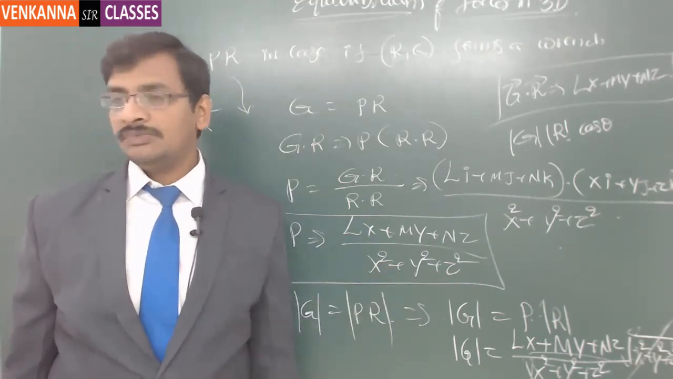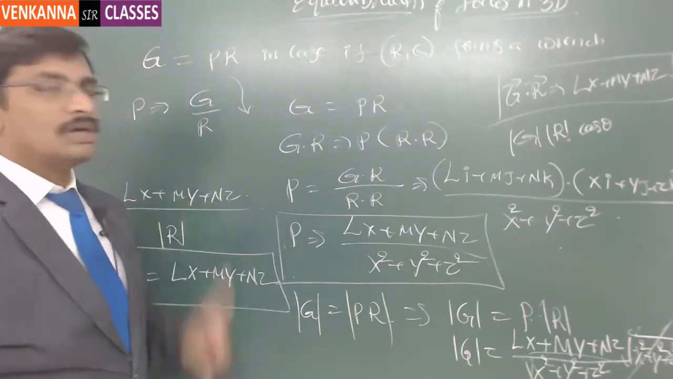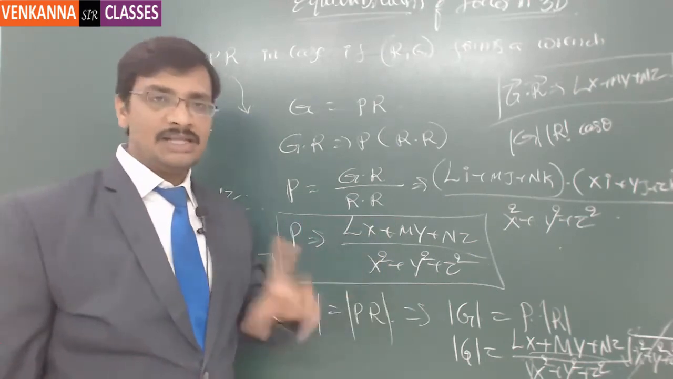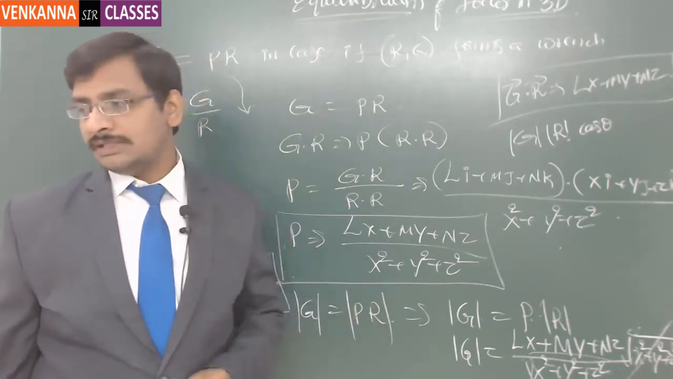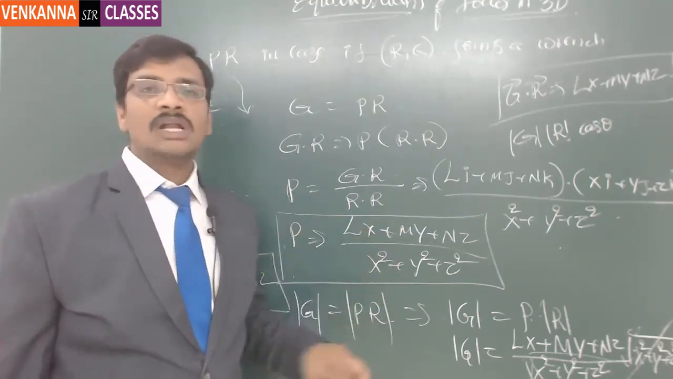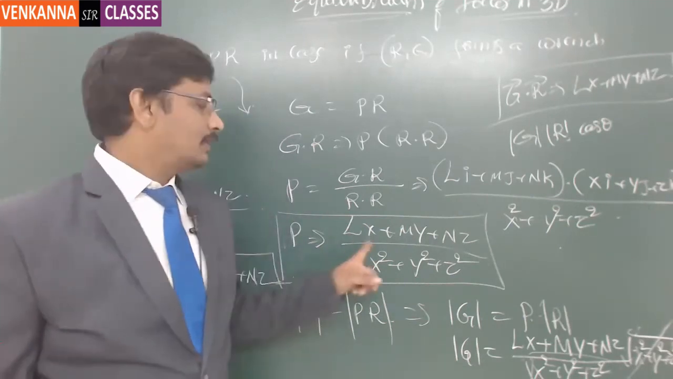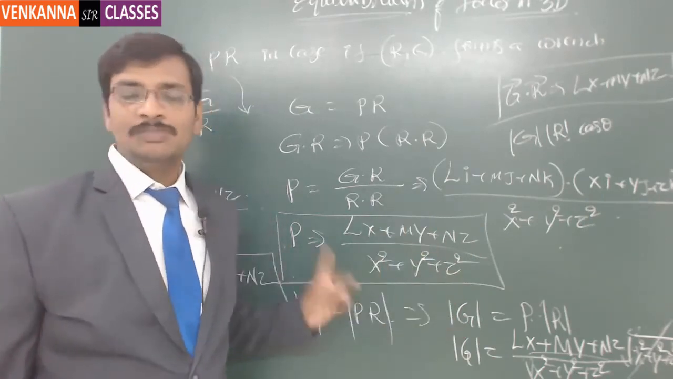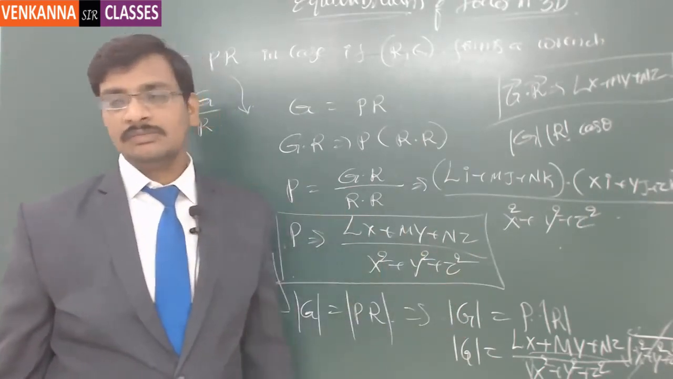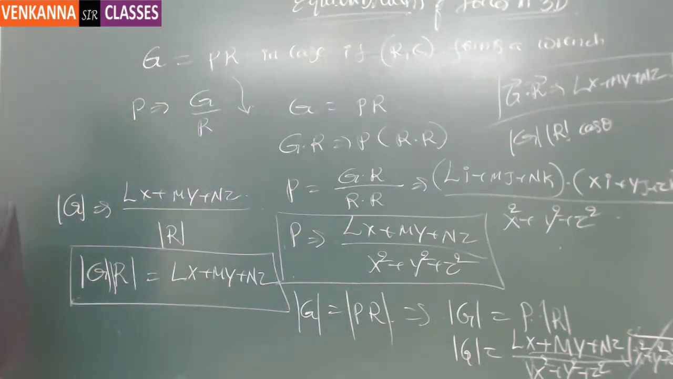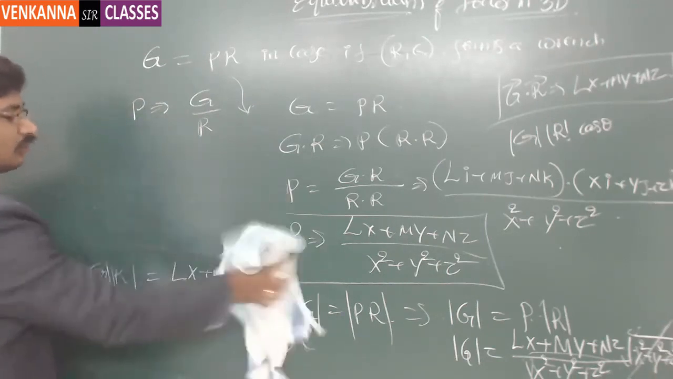Got it? Understood? So we can make use of the invariant values. Yesterday, I proved that these two values are invariant irrespective of the base point you selected. Now, with those invariants, we have calculated the pitch. That means, whatever base point you selected, if you calculate Lx plus My plus Nz divided by x square plus y square plus z square, that is going to give the pitch of the wrench for that particular system of forces. Got it? Okay, you can note this down. So, if P is equal to 0, then what can we infer?